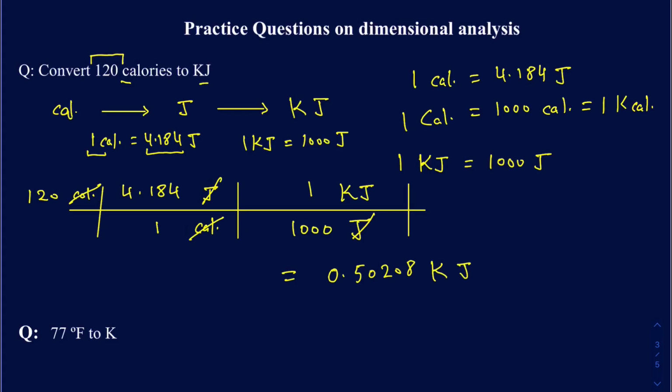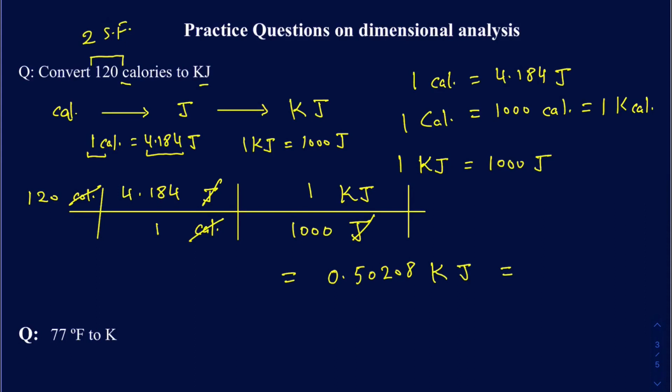If you're using any numbers in the conversion factors, don't focus on those to get your sig figs. It's always going to be the number that's given in the original question. So 120 actually has two significant figures, so make sure you don't have more than two sig figs in this answer. So the two sig figs would be 5 and 0 here.